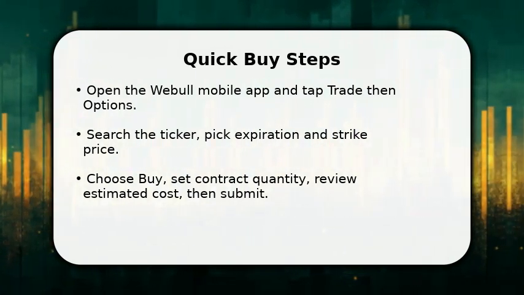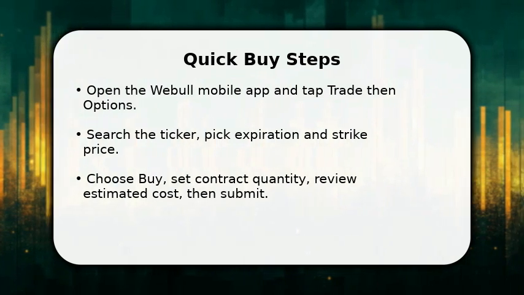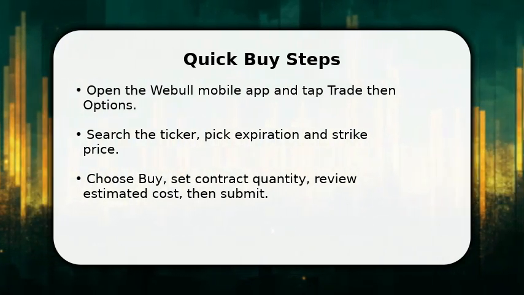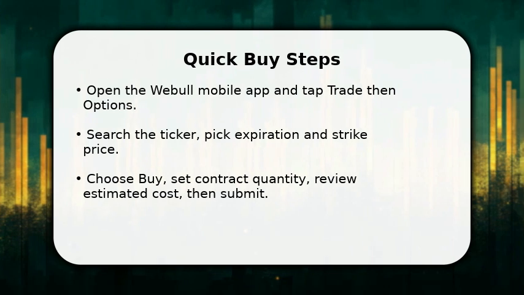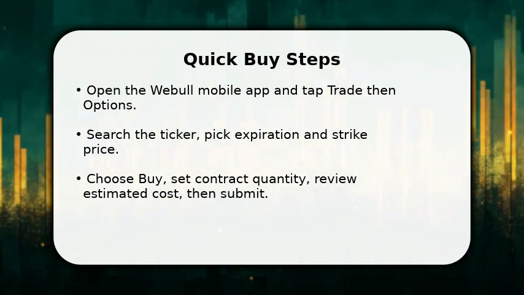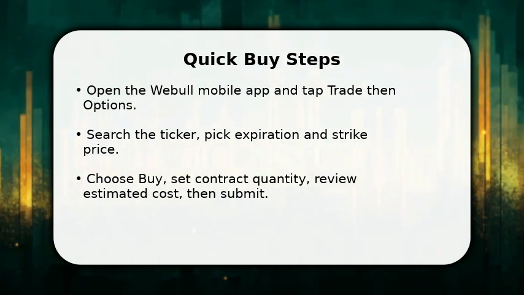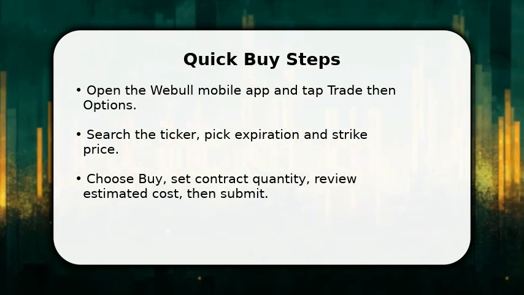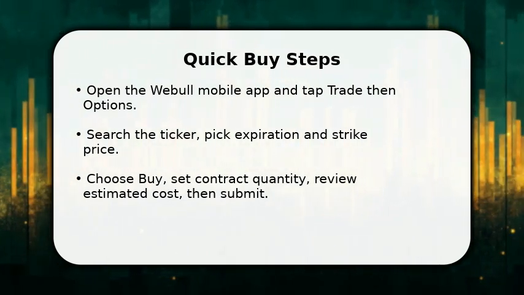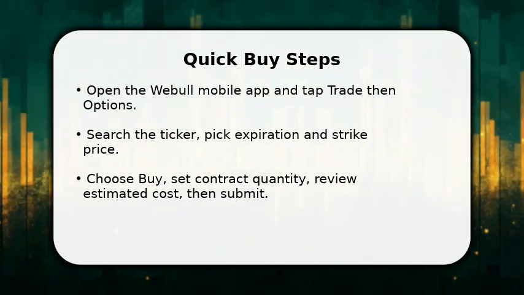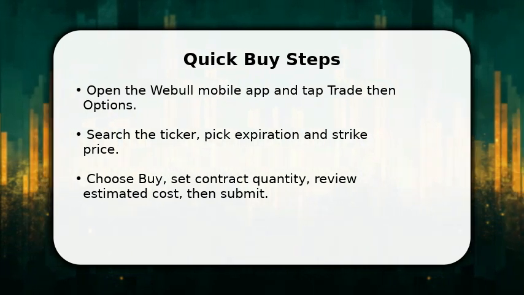Open Webull Mobile and tap Trade, then Options. Search the ticker symbol, pick an expiration date and strike price, then choose Buy to open the order ticket. Set the contract quantity and order type, review estimated cost and fees, confirm buying power, then swipe to submit the order and monitor your positions in the Positions tab.